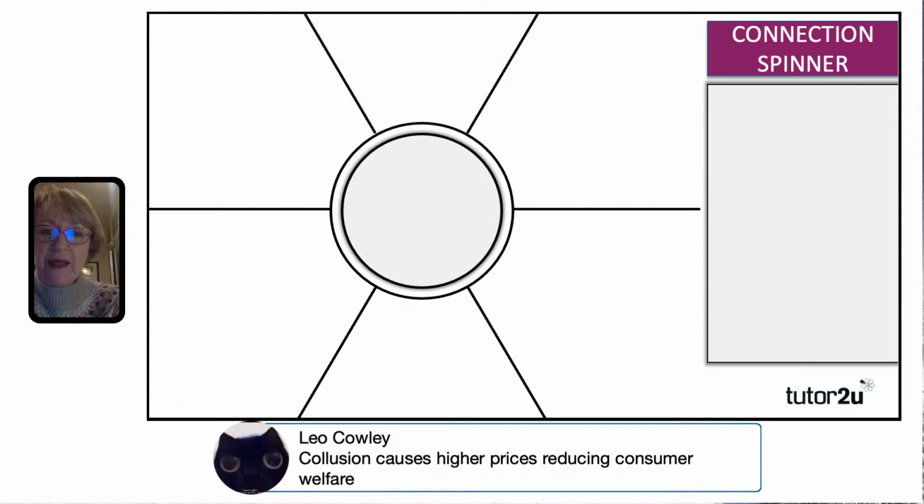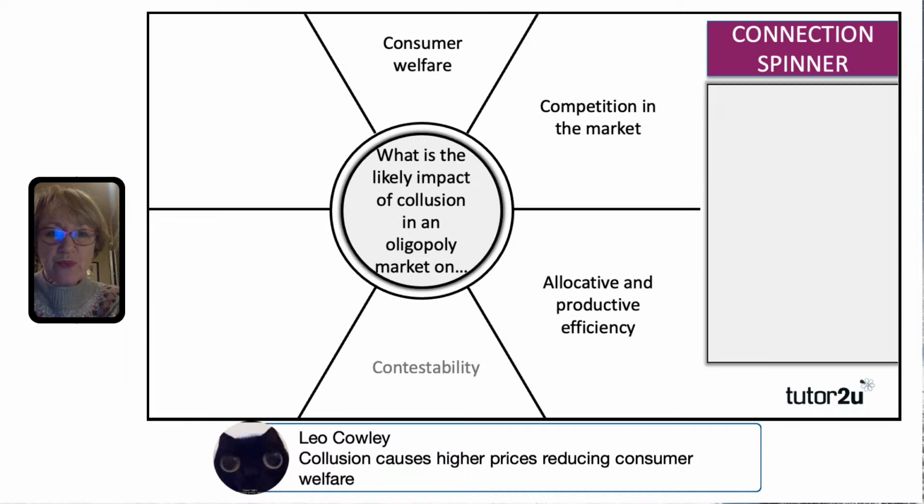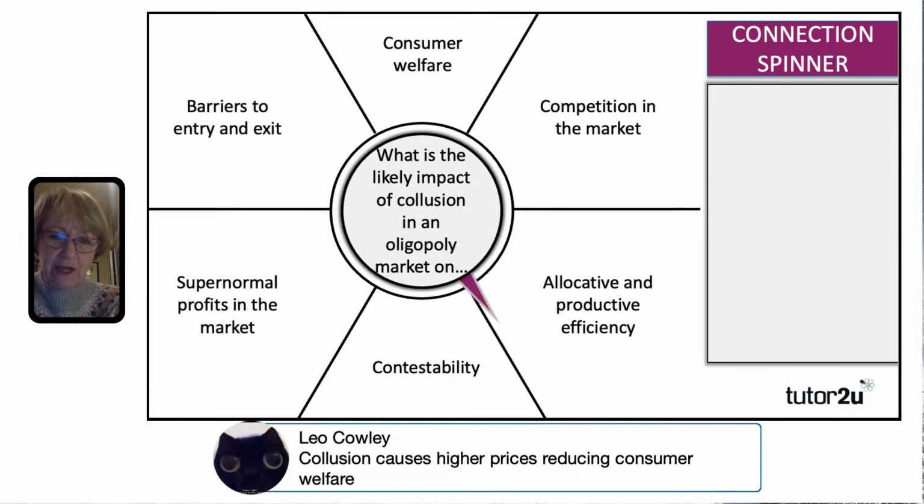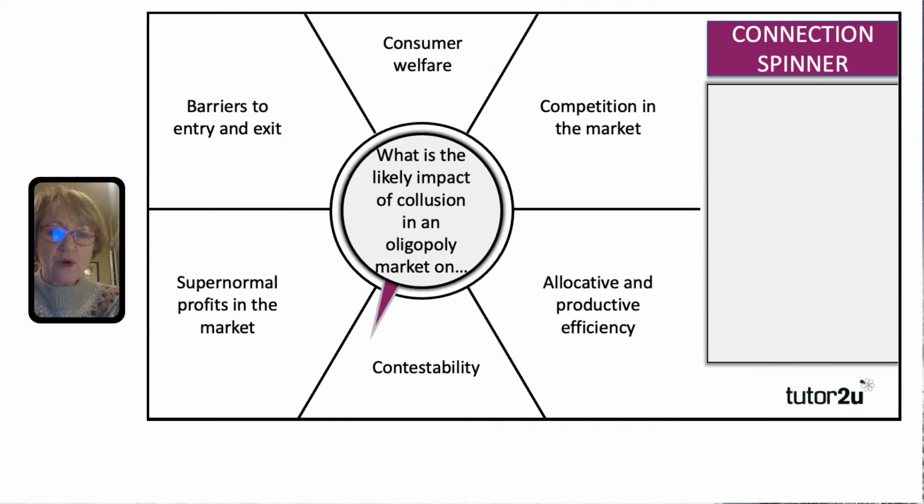So we're going to spin the spinner again. Let's see. Give it a random spin again, please, John. You've got the same 6 options. Where's it going to end up this time? Hopefully it won't land on consumer welfare again, because we've done that one. But which one are we looking at? Okay, supernormal profits in the market. So what's the likely impact of collusion in an oligopoly on supernormal profits in the market?